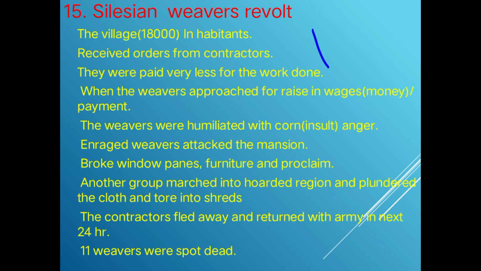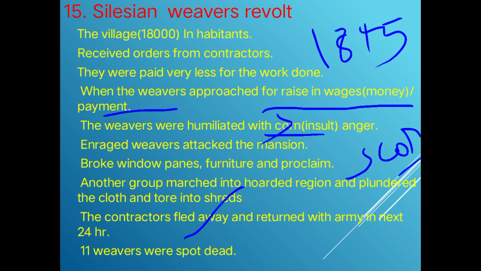The Silesian Weavers' Revolt took place in 1845. It took place in Silesia, where 18,000 inhabitants received orders from the contractors. The contractors were paying them very little for the work done. When the weavers approached the contractors, they were treated with scorn and anger.